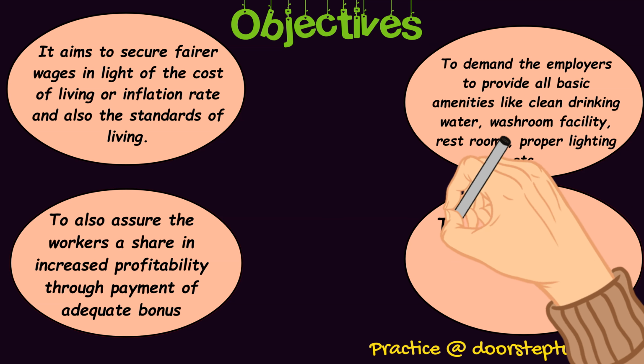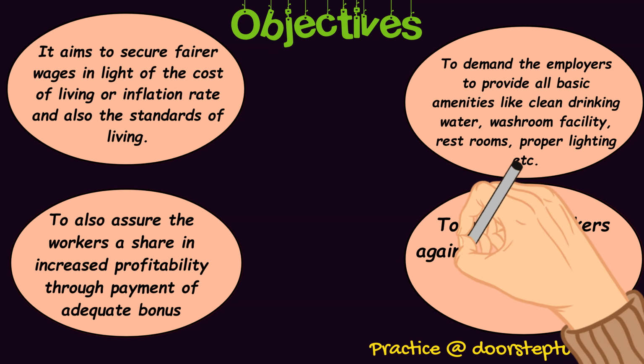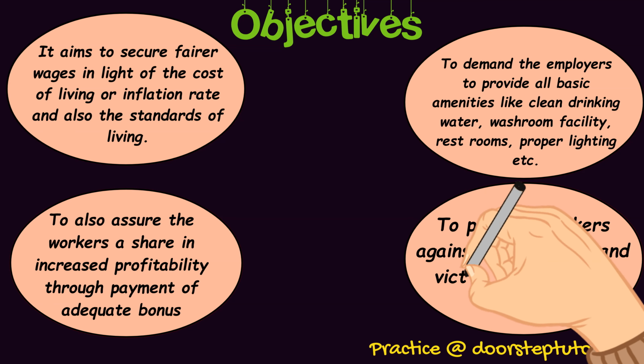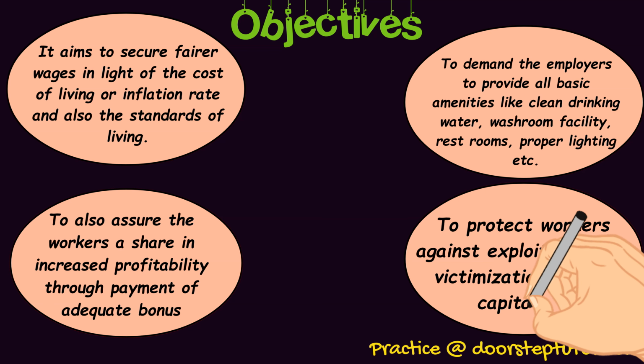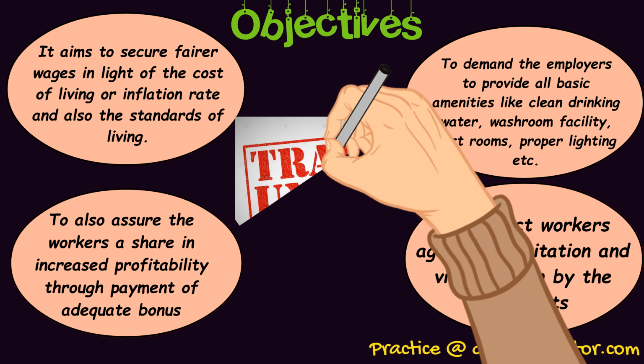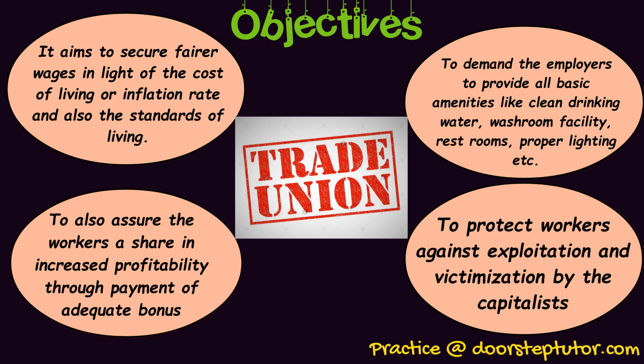Now, to protect workers against exploitation and victimization by the capitalists. We all know about Karl Marx, who proposed the theory of Marxism, right? So what was it based on? Basically giving rights to the people who are working in the industry, making them the owners, so that they cannot face exploitation. Capitalists are the owners, and it is very natural that they can exploit and victimize the people. In order to protect their interests, the workers form trade unions.